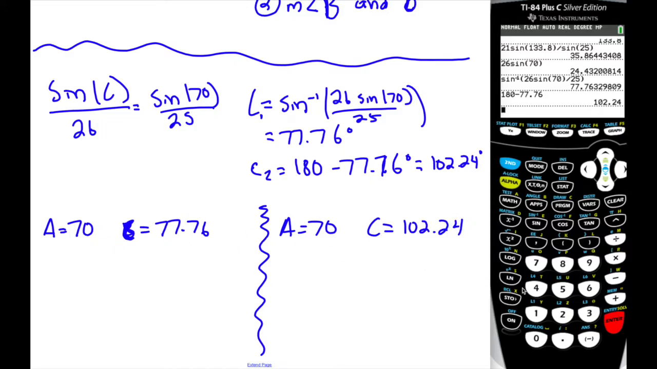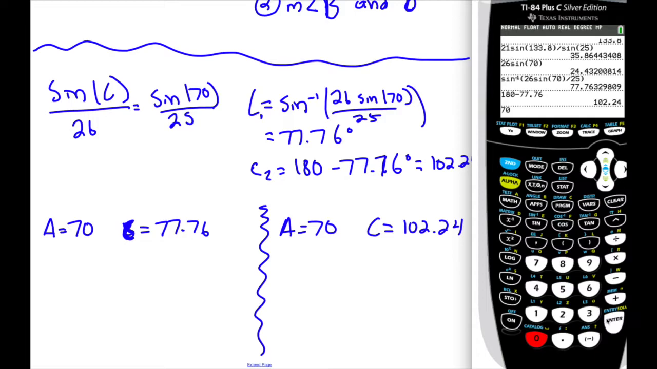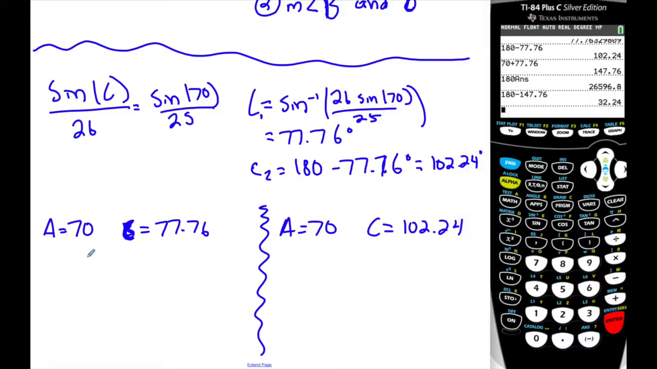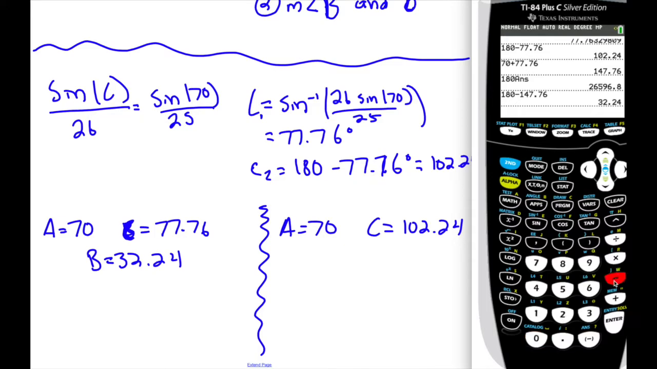In that case, if we take 70 and add 77.76, we get 147.76. And if we subtract that value from 180, I get 32.24. And again, the 32.24 has to be because these all have to add up to 180. And if I add these up, I can see I get 172.24. Right? So 180, again, I need to get B.